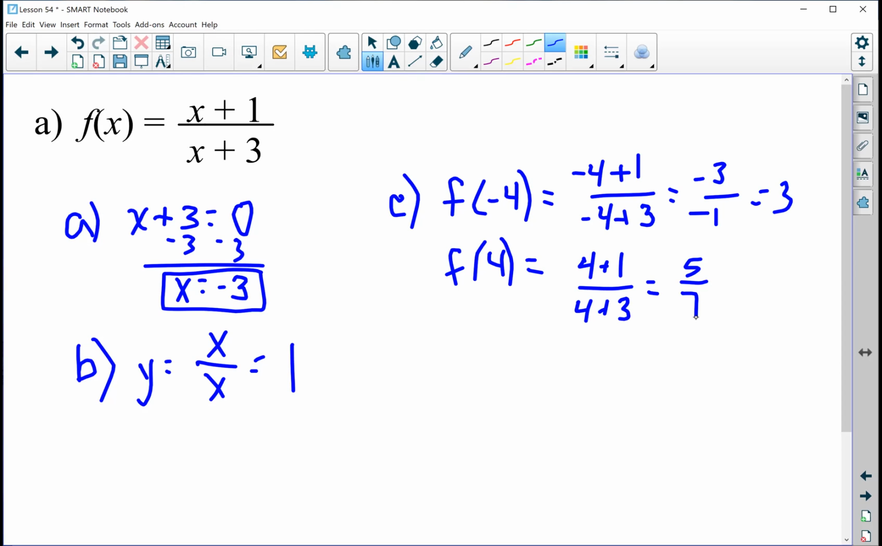What's that? The 3 is opposite. Okay. The 3 is opposite of what? The 3 is opposite of... Okay, but I'm just looking at the answer. So I'm just comparing the 3 and the 5/7. Yeah, so they're not opposites.